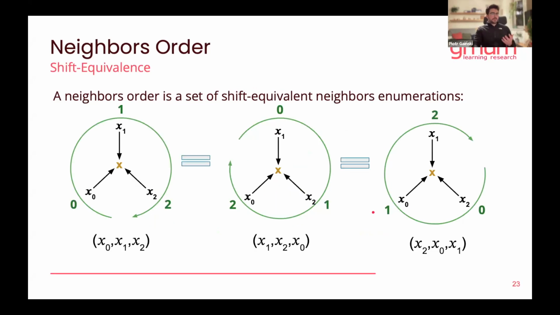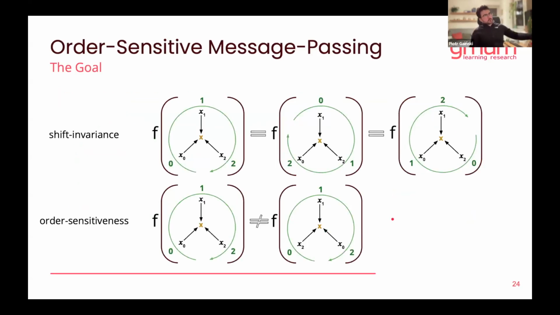The point is that the enumeration can start at any point, so we want this order to be shift equivalent. So we can define the order of the neighbors as a set of shift equivalent tuples, or neighbor enumerations. All these tuples are basically the same. Okay, great. And right now we have defined the order, and now we want to have order sensitive message passing.